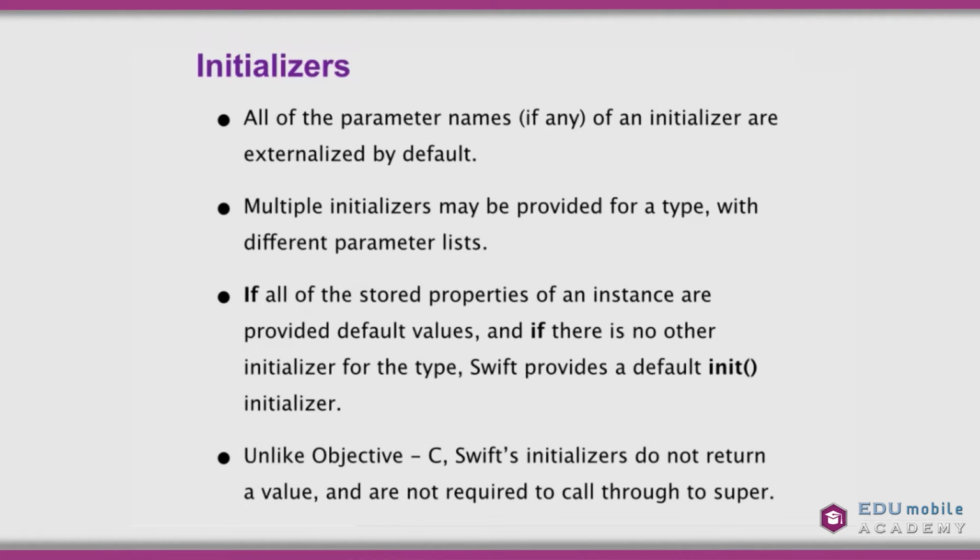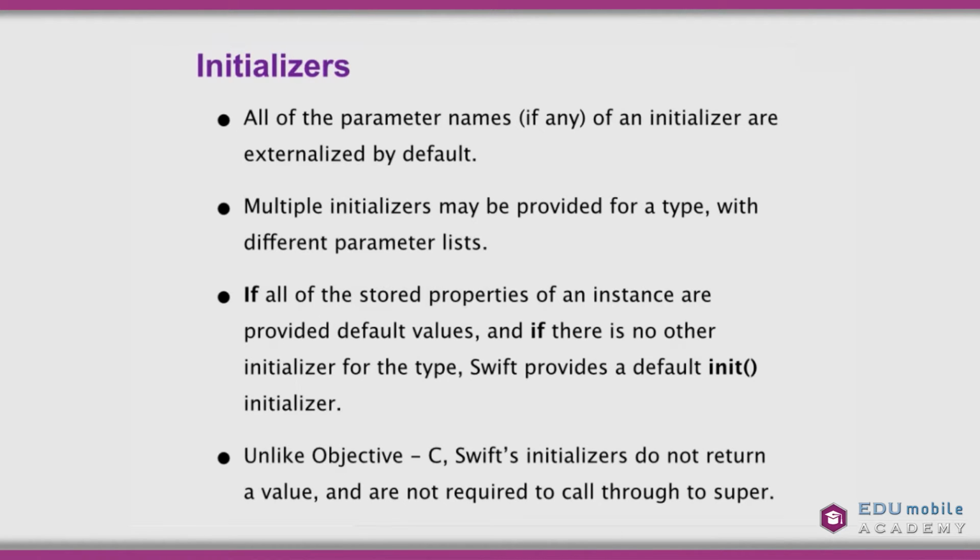All right, so more about initializers. All of the parameter names, if you have parameter names of an initializer, are externalized by default, including the first one. You can define multiple initializers for a class or a struct or an enumeration with different parameter lists. But you can't have multiple initializers with the same parameter list. If the types differ, if the length of the parameter list is different, you're okay.